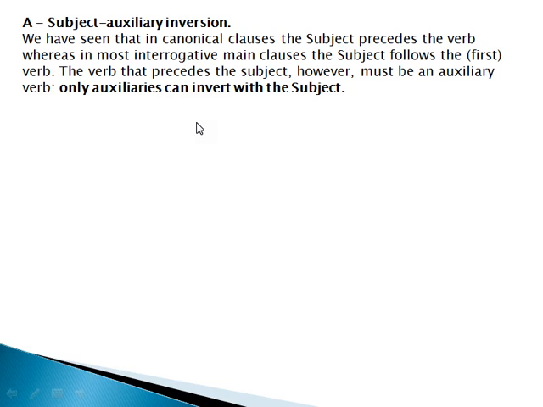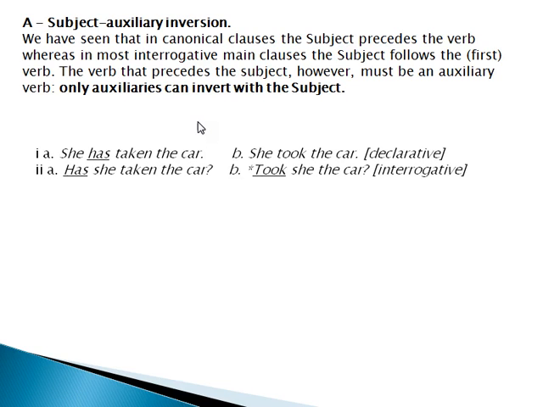I can never. Take a look at this. She has taken the car. Has she taken the car? I cannot say taken she has the car. It's ungrammatical. Yeah. So this is evidence that have is an auxiliary verb. Take a look at B. She took the car, the declarative.